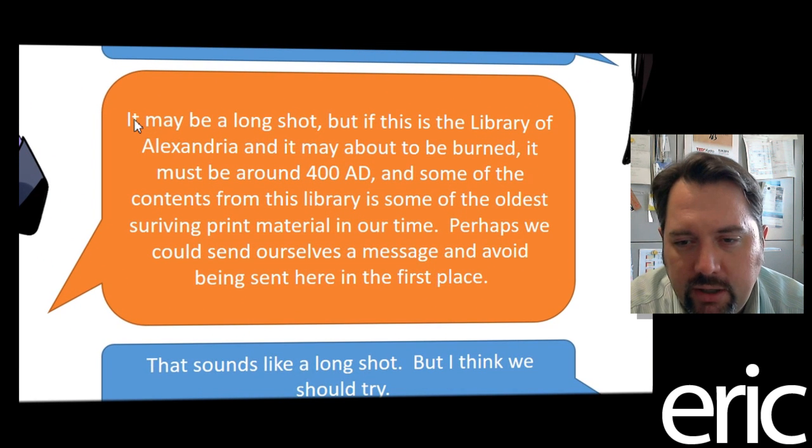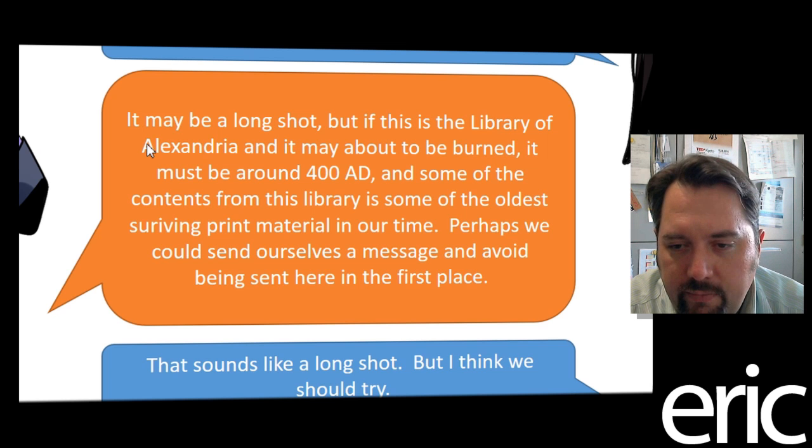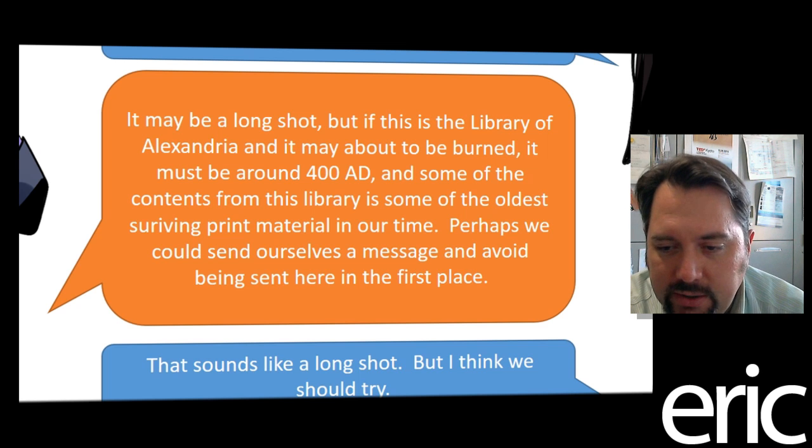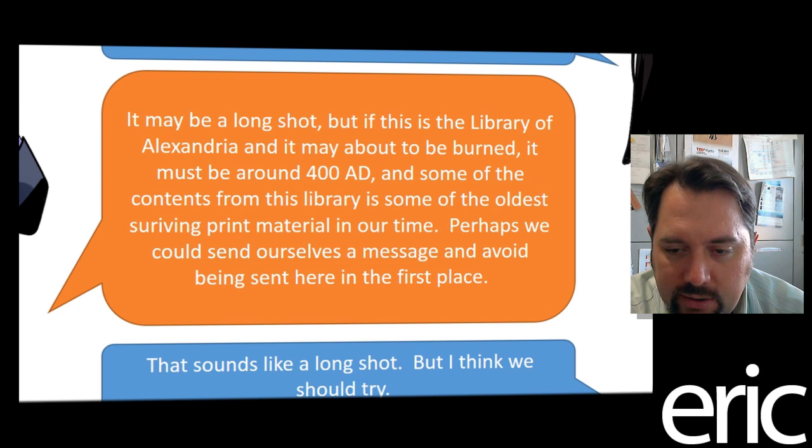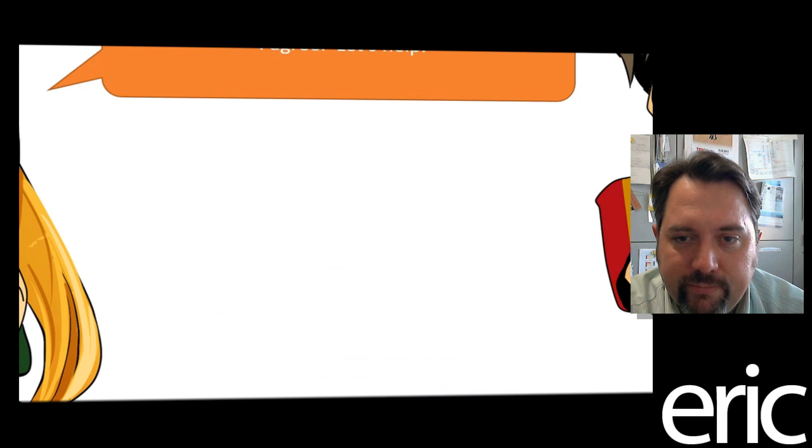It may be a long shot, but if this is the Library of Alexandria, and it may be about to be burned, it must be around 400 AD, and some of the contents from this library is some of the oldest surviving print material in our time. Perhaps we could send ourselves a message and avoid being sent here in the first place. That sounds like a long shot, but I think we should try.